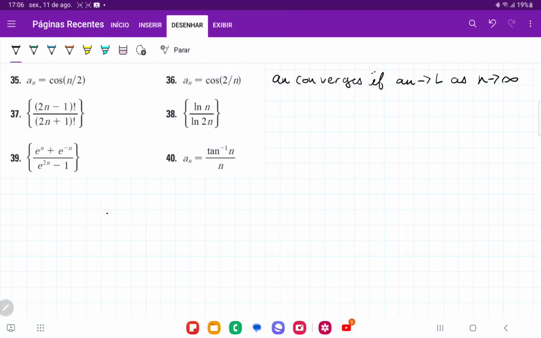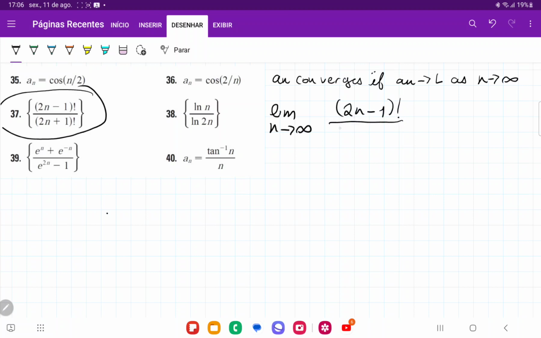So for number 37, we have this sequence right here, and we want to know if it converges. Well, a sequence a_n converges if a_n tends to a limit as n approaches infinity. So we're going to take the limit as n approaches infinity of (2n minus 1) factorial over (2n plus 1) factorial. And because we have a factorial on top and on the bottom, we want to expand these so maybe we can get them to match and we can cancel things out.